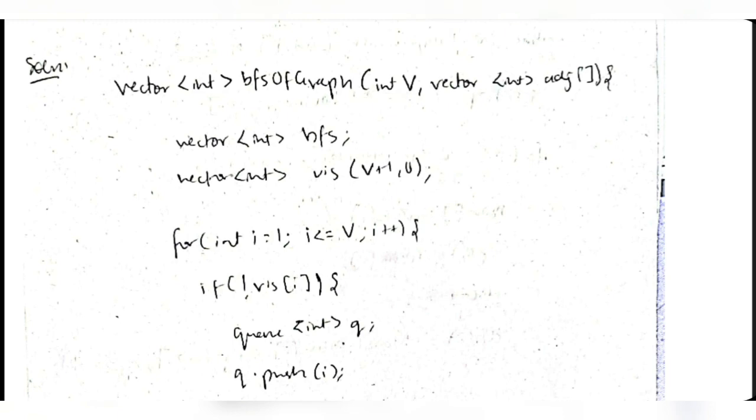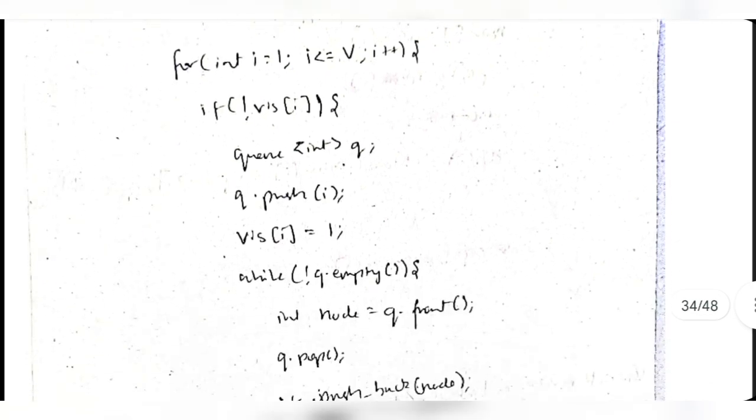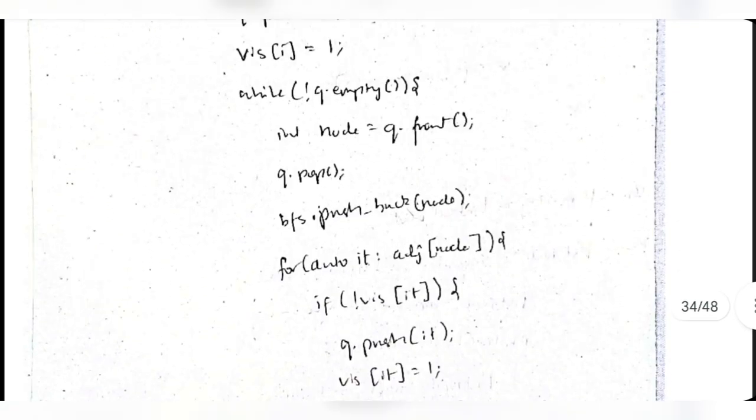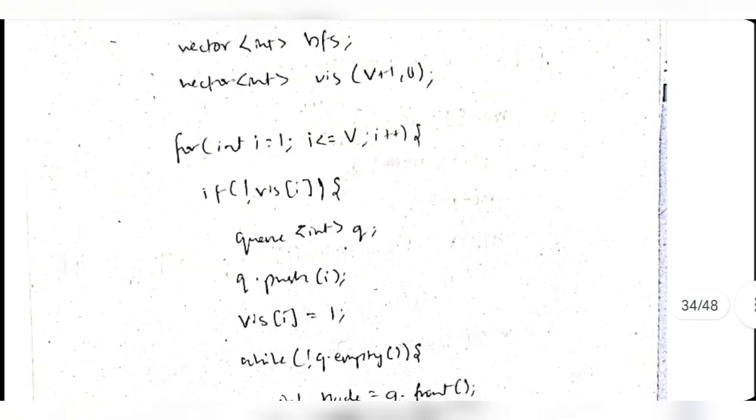Okay, and you'll be creating a vector int which is BFS, and you'll be creating a vector int which is visited, which will initially have all zeros, and it will be initialized till index number v. Okay, so this is the for loop. That's all you'll have to implement in this program. You'll have a for loop which runs from 1 till v. So it will start from 1 and run till v nodes.